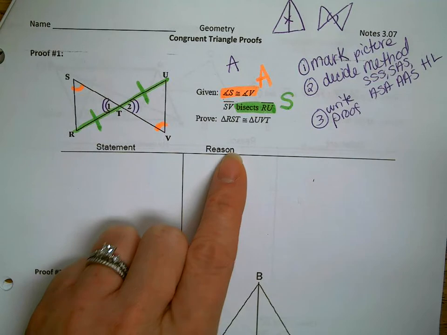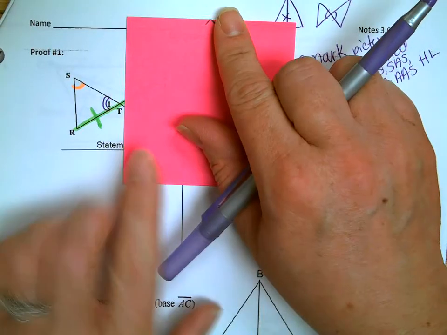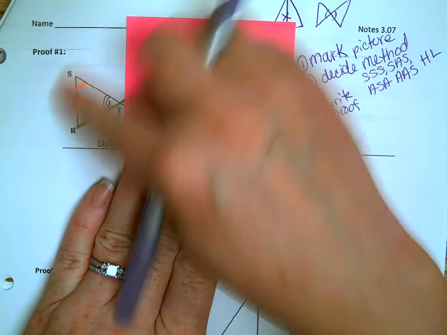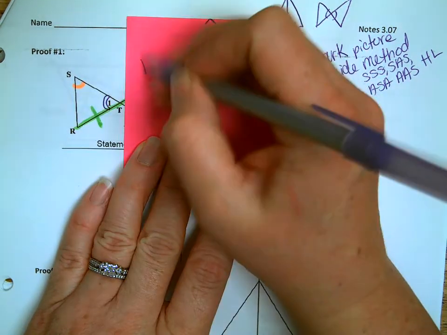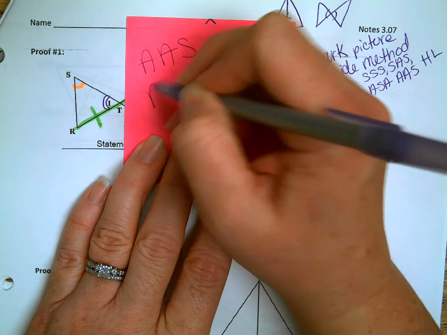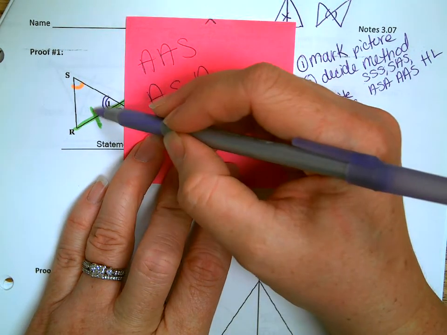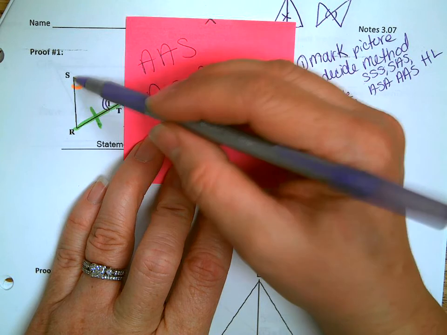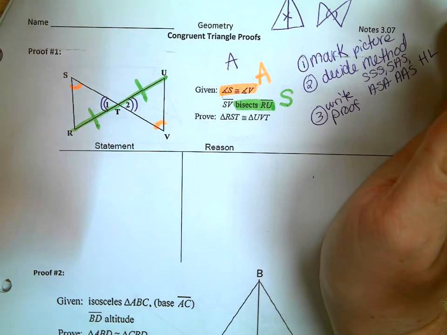So this is where our Post-it note will help. I'm going to cover up one of the 2 triangles. And we're going to just look at this picture. So I know I have 2 angles and a side. So is it angle, angle, side, or is it angle, side, angle? Is the side between them? Well, the side's over here. My 2 angles are here. So the best case is going to be angle, angle, side.